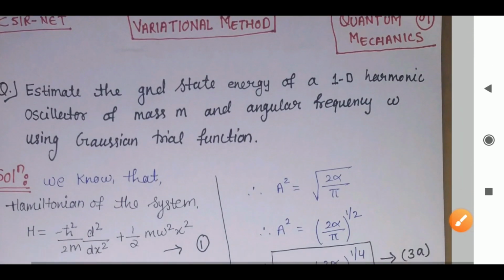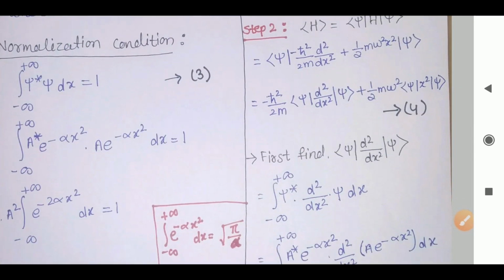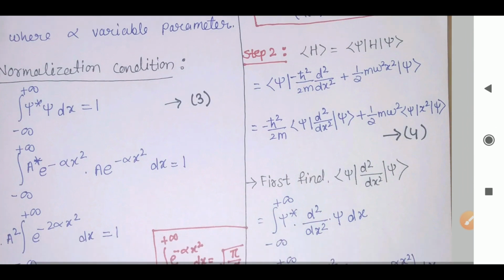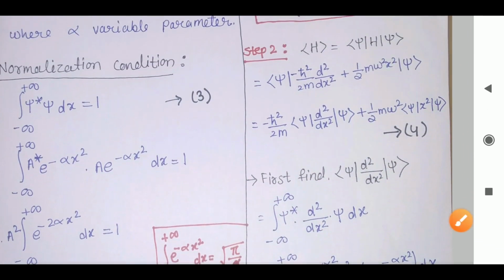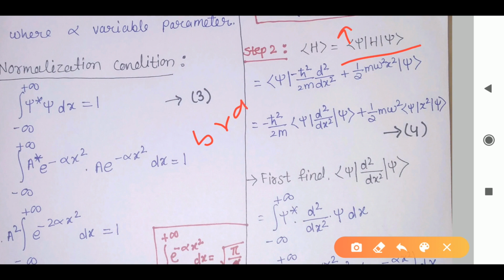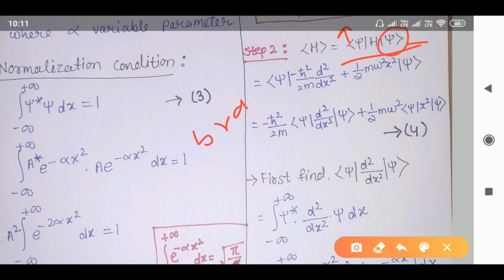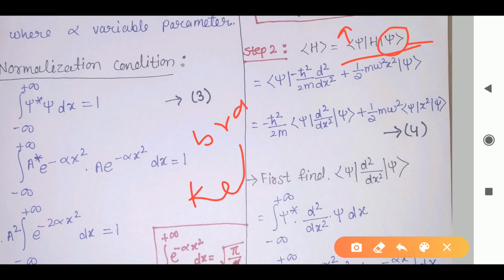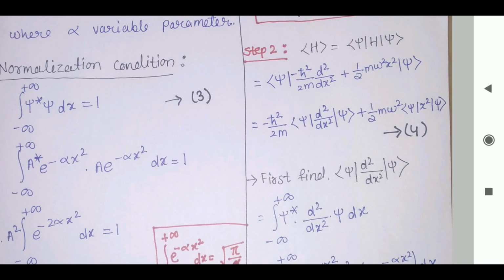Now what we have to do is, see here we will write expectation value of H, which is equal to this. Okay, now this symbol is known as the bra sign. Okay, and this symbol is known as the ket sign. Clear? So in the bra and ket sign form we will write this Hamiltonian here.